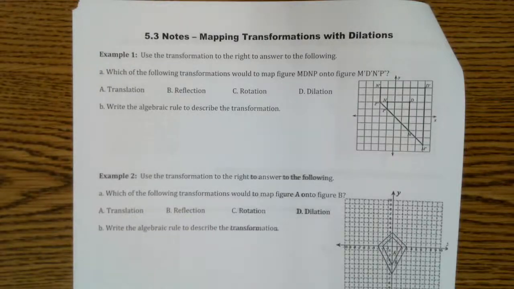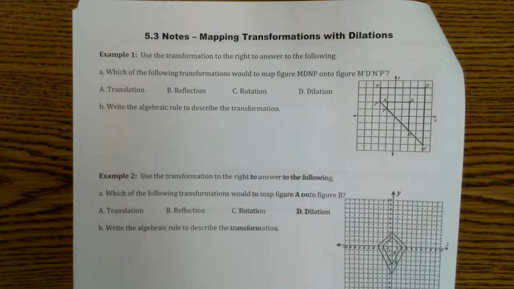Okay, group, this is our 5.3 notes. It's mapping transformations with dilations. So example 1, it says use the transformations to the right to answer the following. Which of the following transformations would map figure MDNP onto its image, the new image?